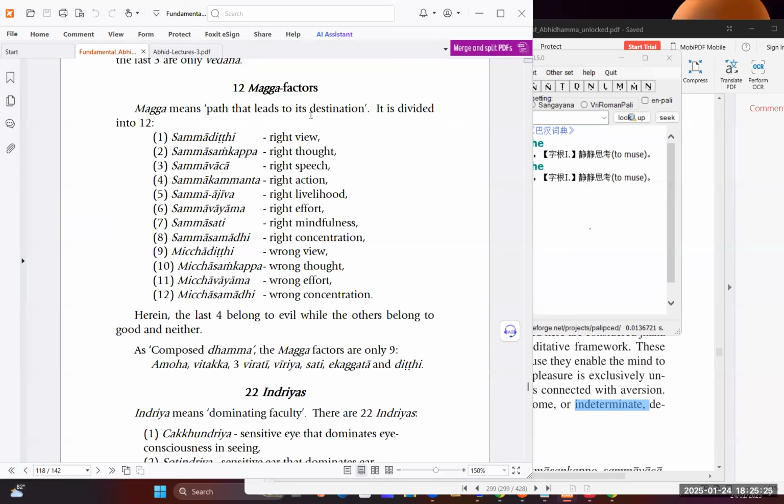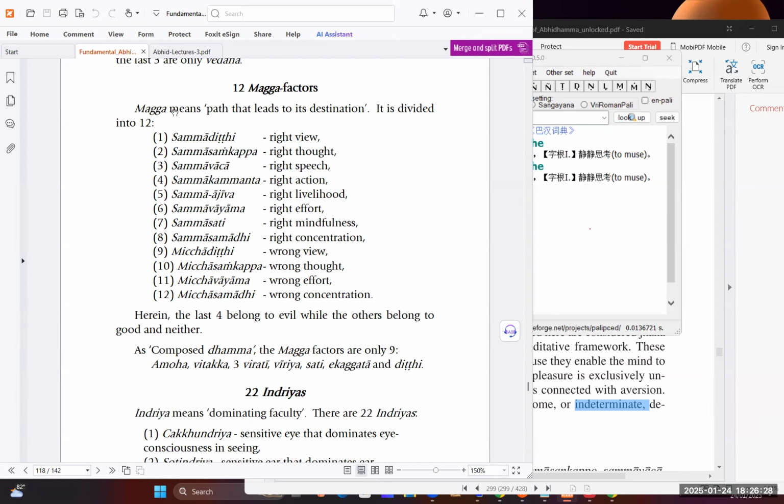12 Magga factors. Magga means path that leads to its destination. It is divided into 12. Samma ditthi, right view. Samma sankappa, right thought. Samma vaca, right speech. Samma kammanta, right action. Samma ajiva, right livelihood. Samma vayama, right effort. Samma sati, right mindfulness. Samma samadhi, right concentration. Miccha ditthi, wrong view. Miccha sankappa, wrong thought. Miccha vayama, wrong effort. Miccha samadhi, wrong concentration. Herein, the last 4 belong to evil, while the others belong to good and neither. As composed dhamma, the Magga factors are only 9: amoha, vitakka, 3 virati, viriya, sati, ekaggata, and ditthi.